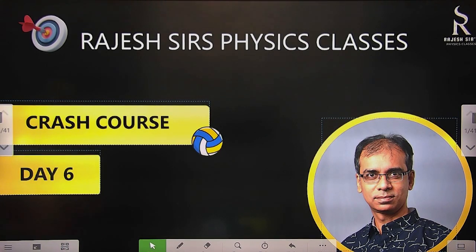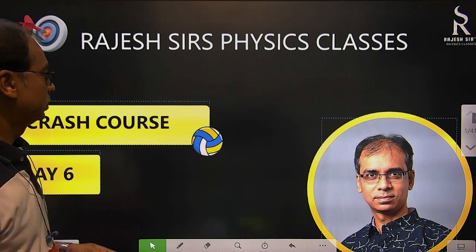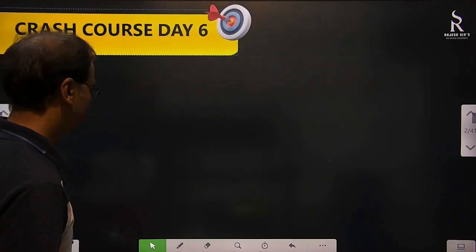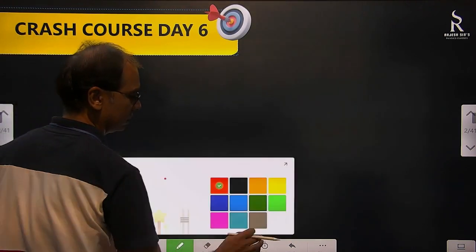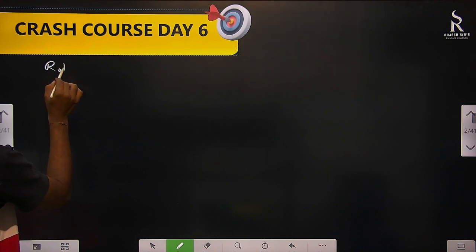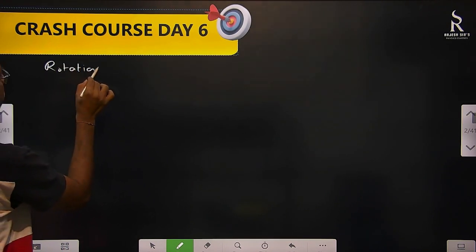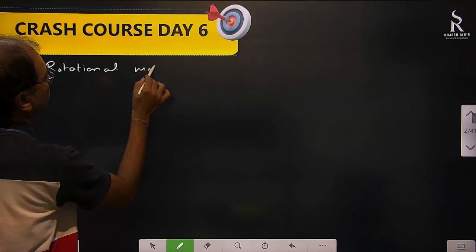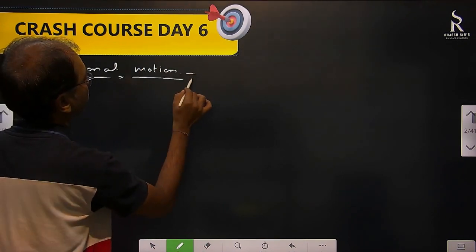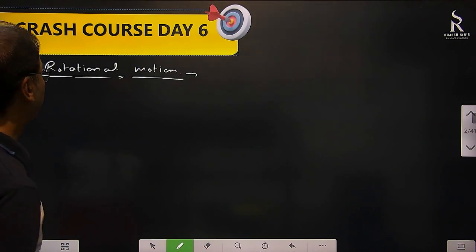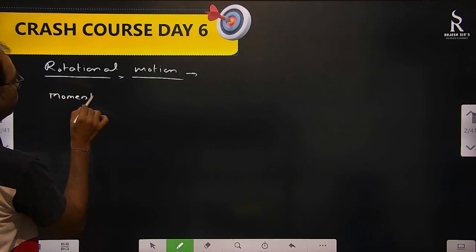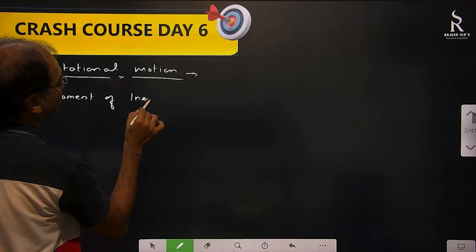Yes, students. So today, day 6, and one of the biggest chapters we are going to discuss today is rotational motion. Rotational motion. And in rotational motion, we are starting with moment of inertia. Very important from this chapter's point of view.